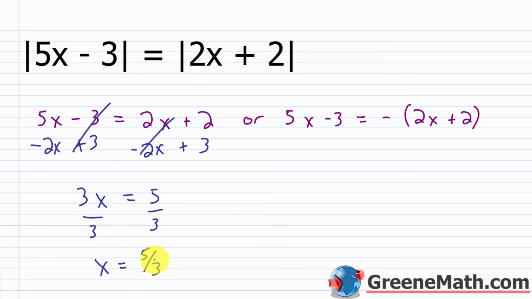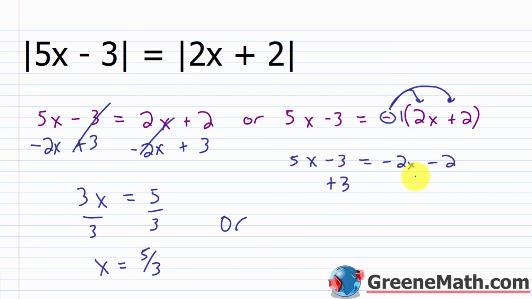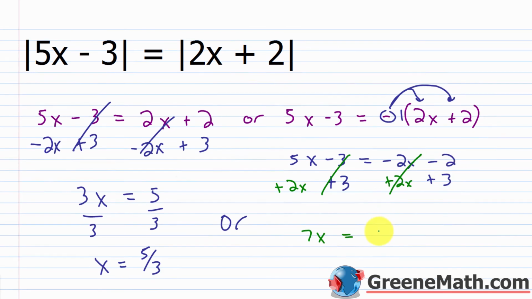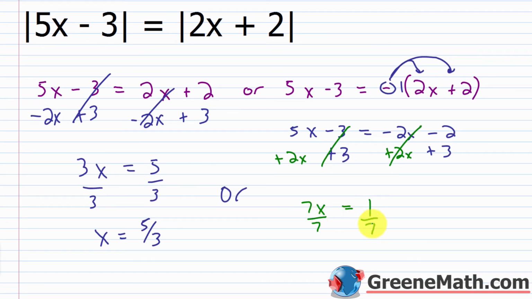The other guy over here, let's distribute the negative to each term. Just think about it as a phantom -1 out there. So we will have 5x minus 3 is equal to -2x minus 2. Just distributed the negative. Let me add 3 to each side. And let me add 2x to each side. So this will cancel and this will cancel. 5x plus 2x is 7x, and this is equal to -2 plus 3 is 1. Divide both sides by 7, and we get that x is equal to 1/7.